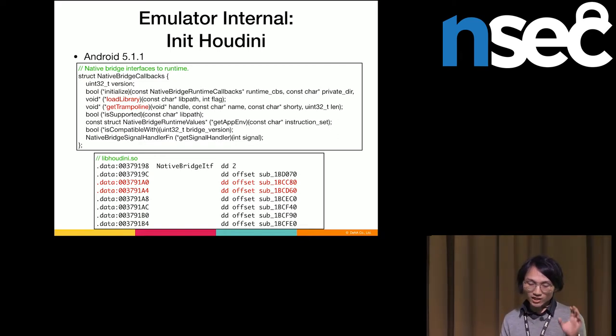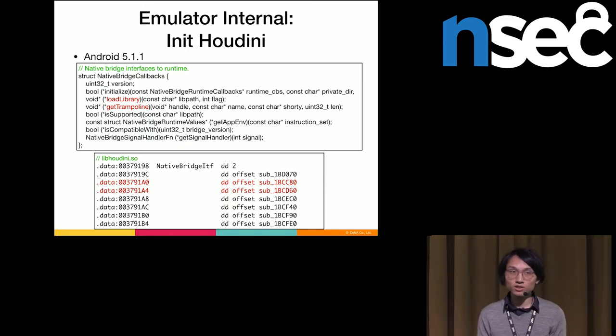Each time the Java layer wants to load a library, it will call these functions, and handle the difference of architecture. If you look at the libhoudini.so file, you will find a structure called native bridge interface is exported, and some function pointers are there. These function pointers will eventually be registered to this native bridge callbacks structure.